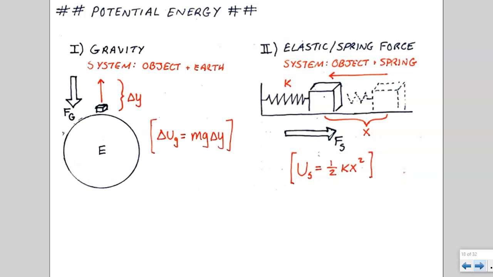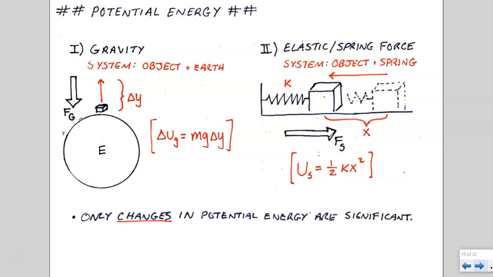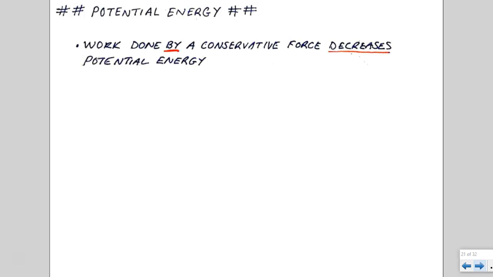Both these systems have the potential to cause pain, but unless something changes, they won't. So only changes in potential energy are going to be significant. So what happens when the system is allowed to change? When work is done by a conservative force, there'll be a decrease in the potential energy. So when we did work against gravity, that work was stored as potential energy. Now if we allow gravity to do work and let the box fall, that potential energy will decrease as a result.